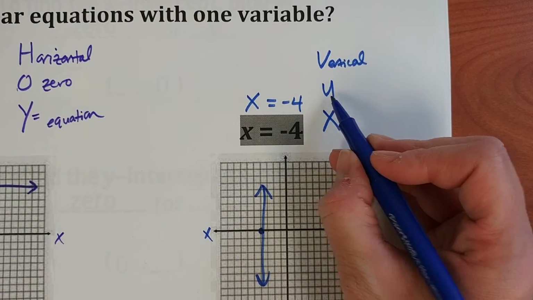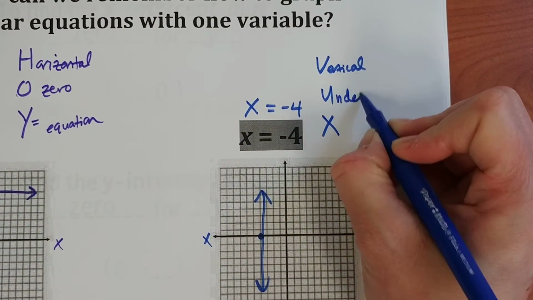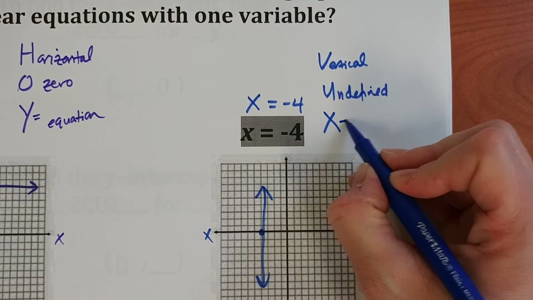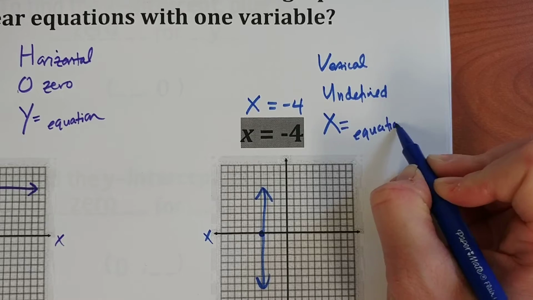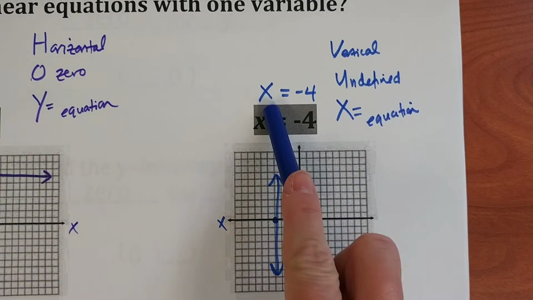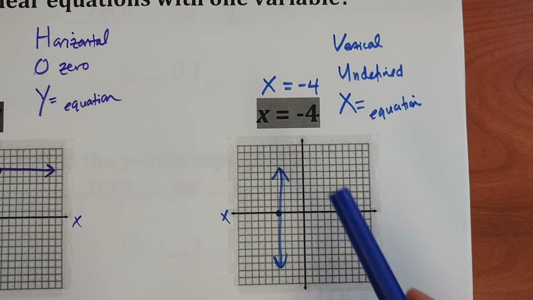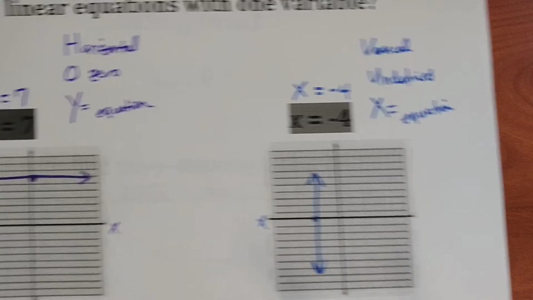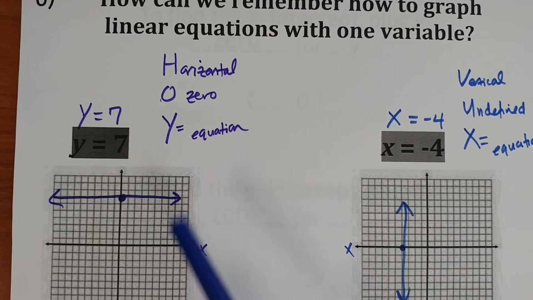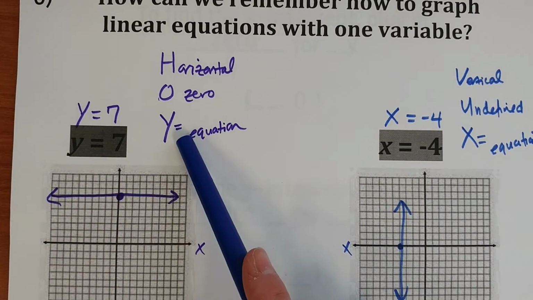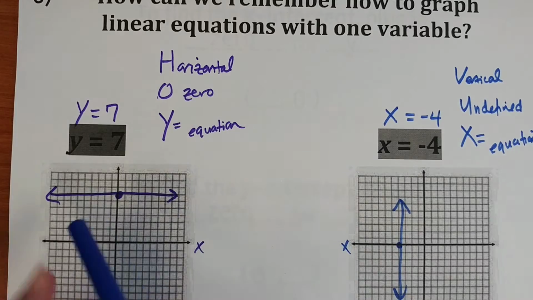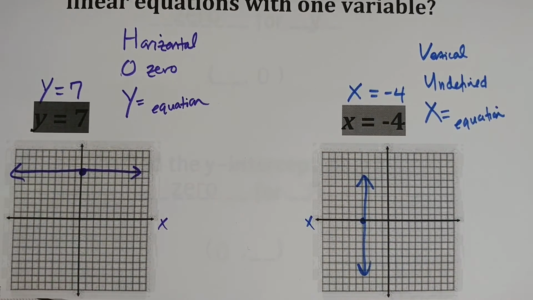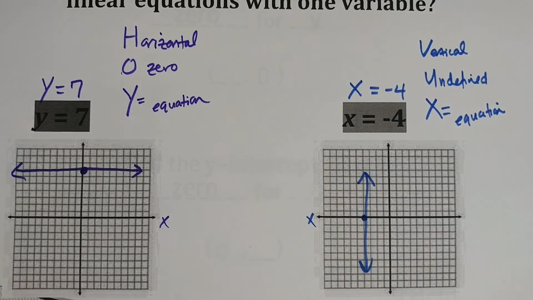Now, what do you think the U represents? You might have guessed it, an undefined slope. Notice that that's undefined. And the X represents an x equals equation. So if I'm ever given an x equals equation, I think VUX with the x. VUX, vertical, undefined slope, and boom, I can graph it. Same thing here. If I'm ever given a y equals equation, just a y, I think HOY, horizontal 0 slope, and I can easily graph it. So just like a quick little review and maybe something to help you remember the two, HOY, VUX.